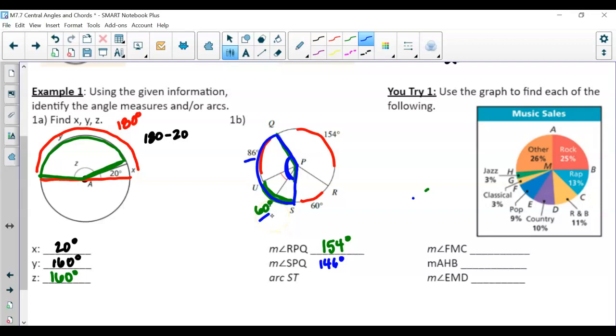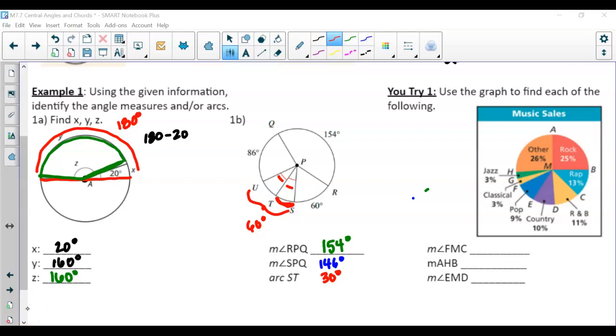So then here, the last one, the measure of arc ST. So ST is here. Well, we just figured out that this arc is 60 degrees. So what can we do to find ST? Divide by 2, because these two pieces are congruent, making arc ST 30 degrees. Go ahead and pause the video and try the U-try on your own.